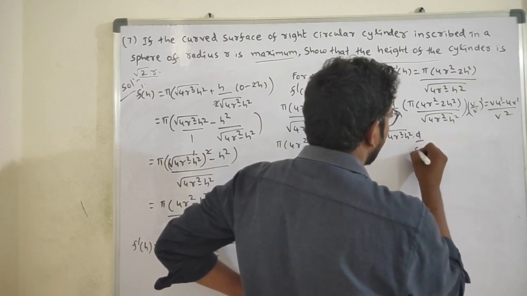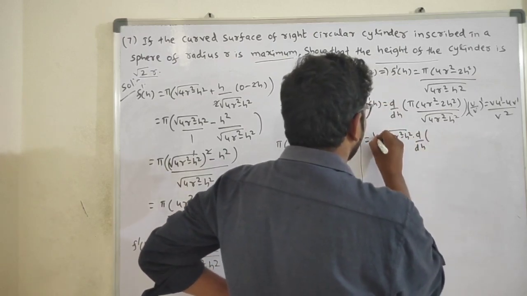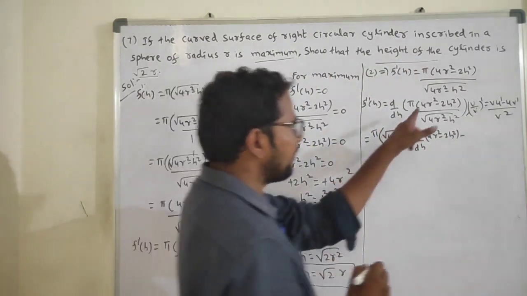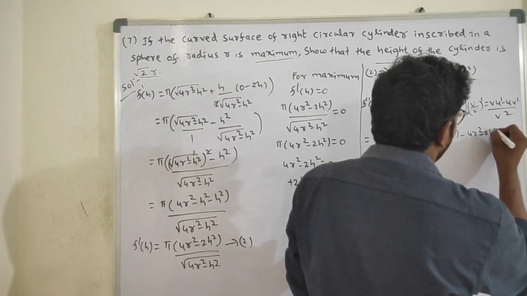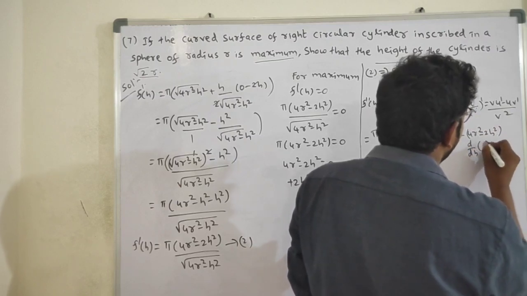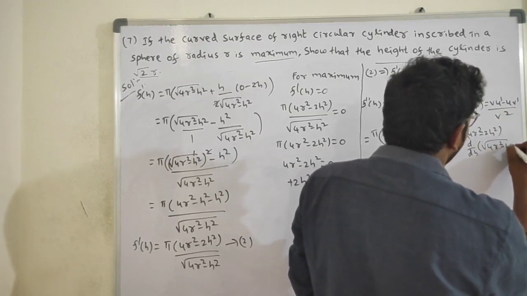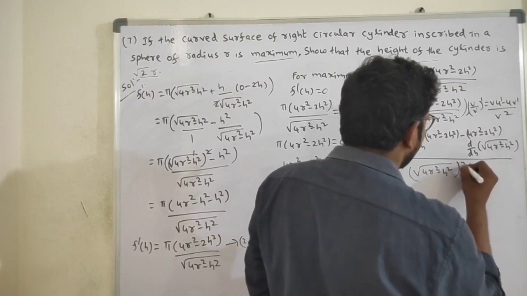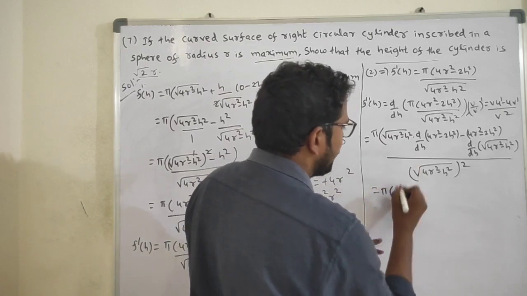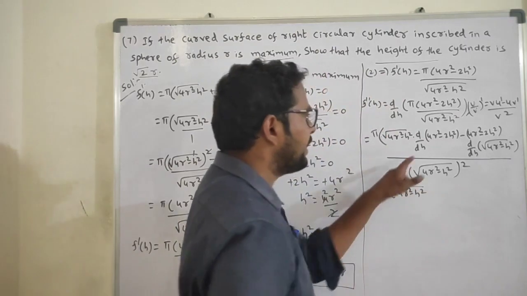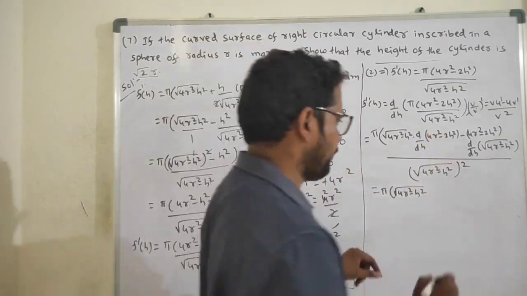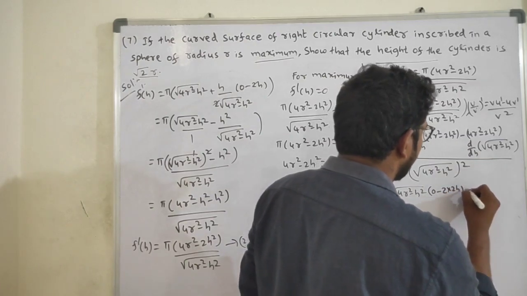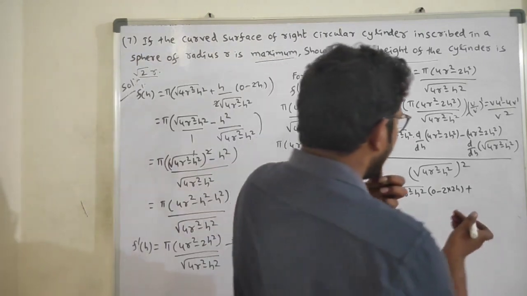So v u dash: v is under root of 4r square minus h square into u dash, d by dh of 4r square minus 2h square, minus u v dash. U is 4r square minus 2h square into d by dh of under root of 4r square minus h square, divided by under root of 4r square minus h square whole square, is equal to pi into under root of 4r square minus h square d by dh of 4r square. R square is a constant, so 0. A constant gives 0, minus. So d by dh of h square is 2h, 2 into 2h, plus. So what is the remaining?